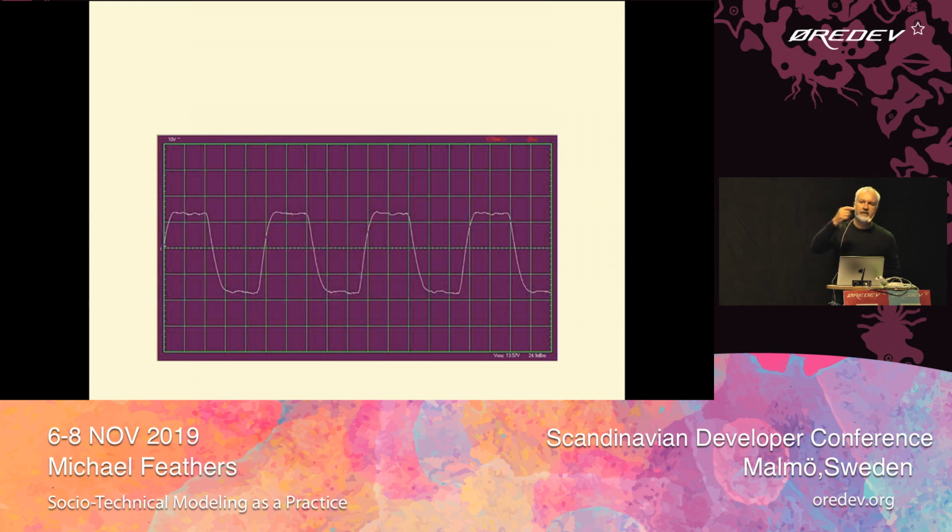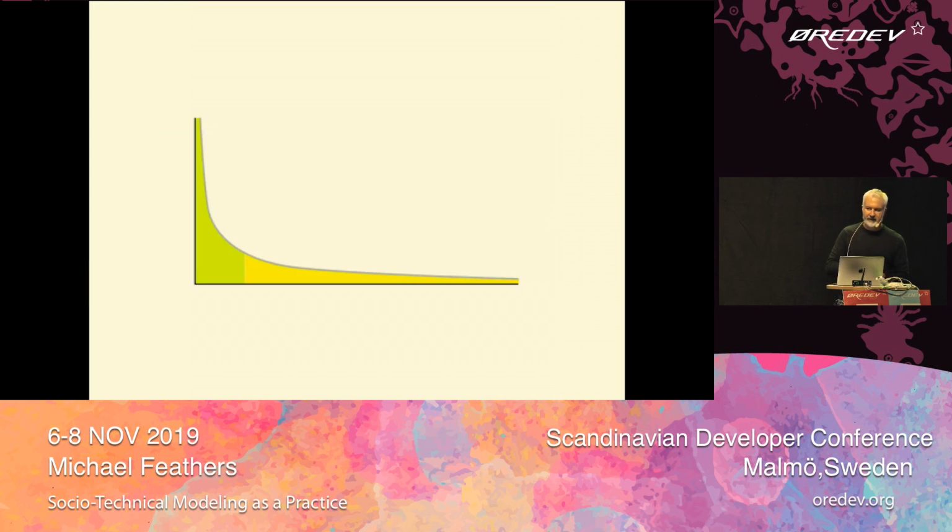Somebody shouted out a little bit earlier, when I had the picture of the Pareto distribution, that this is also commit frequency in code bases. Guess what? It is.